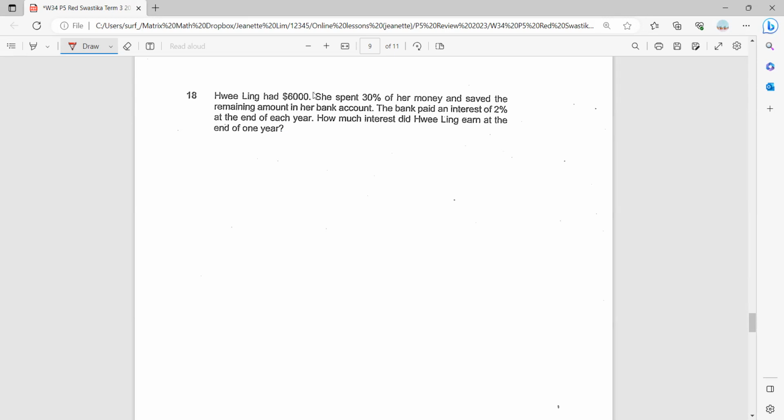So, which is 70%, right? So she saved 100% minus 30%. So to find 70%, we'll take 70 over 100 times $6,000. So cancel, 70 times 60, 4200. So $4,200.